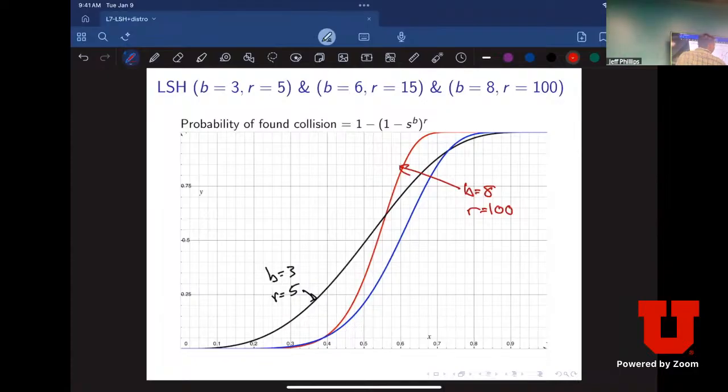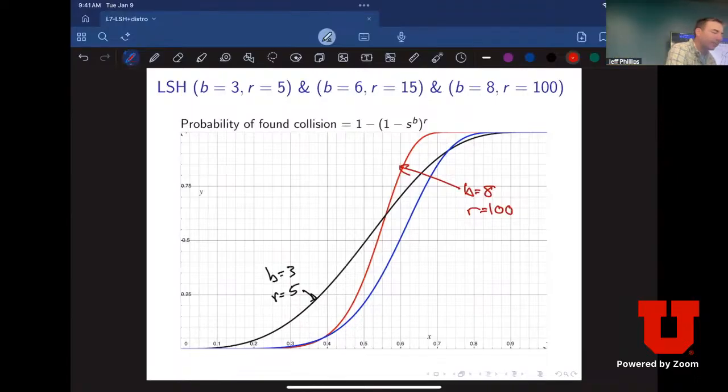If it's above 0.7, I almost always find it. And if it's below 0.3, I almost never find it. And in this range in between, I sometimes find it. I get false positives and false negatives. But not if it's very dissimilar or very similar. Those I get almost always.